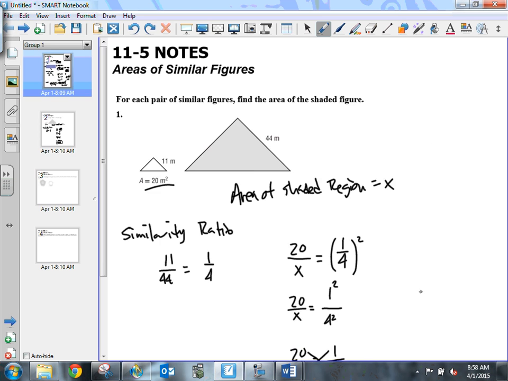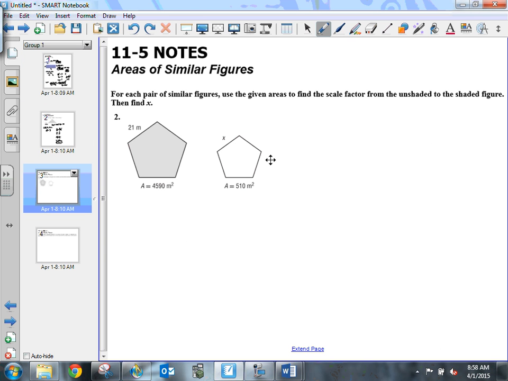Okay. All right, let's take a look at this next one. Same thing. For each pair of similar figures, use the given areas to find the scale factor from the unshaded to the shaded region. Okay. So it doesn't really matter how we go about doing this, how we set it up, whether we want to go big to small or small to big.